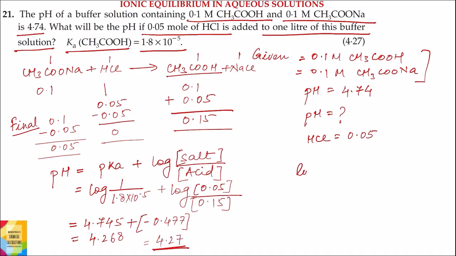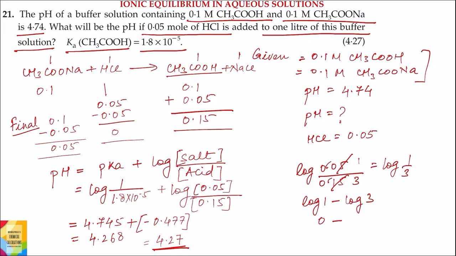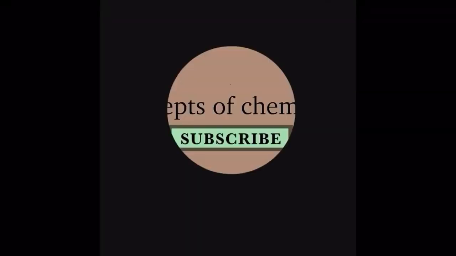Now how to find log of 0.05 divided by 0.15? This will be 5 divided by 15, and 5 ones are 5, 5 threes are 15. So this becomes log 1 by 3. Log 1 by 3 can be written as log 1 minus log 3. Log 1 is 0, minus log 3 is 0.477. So the answer is minus 0.477. This is the value of log of 0.05 divided by 0.15.